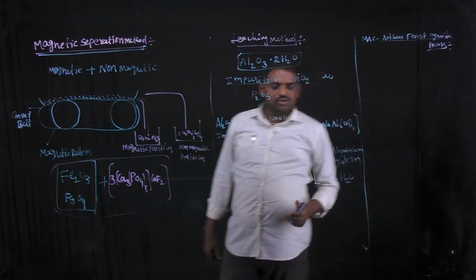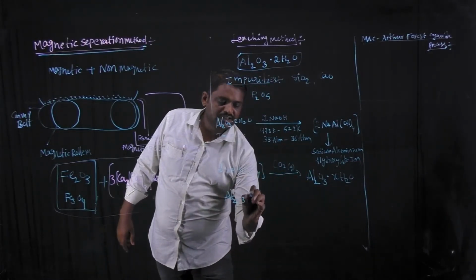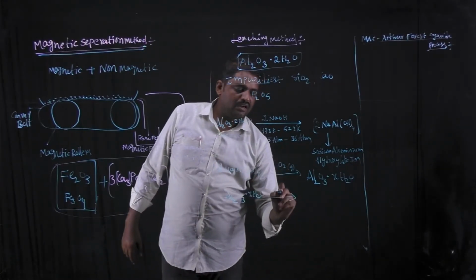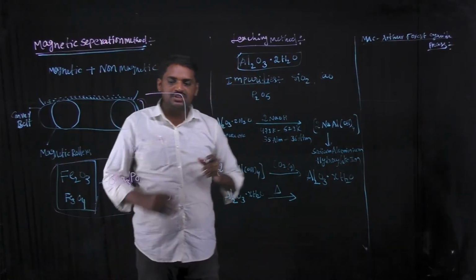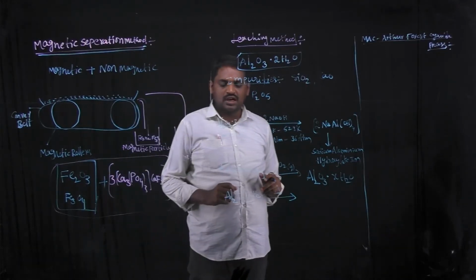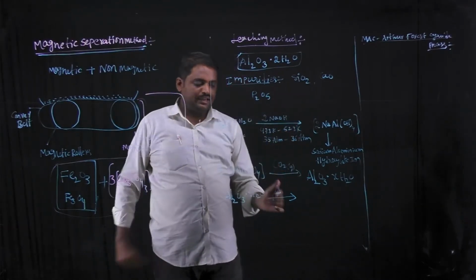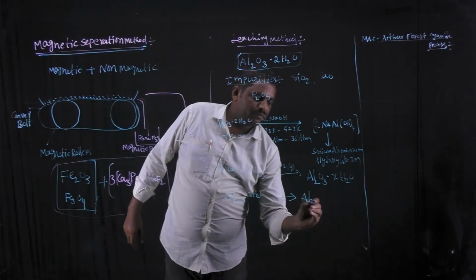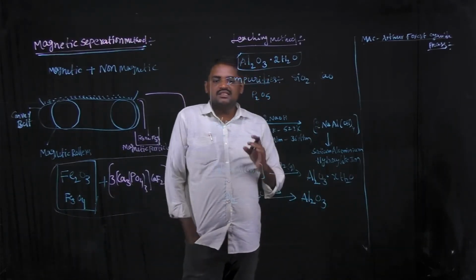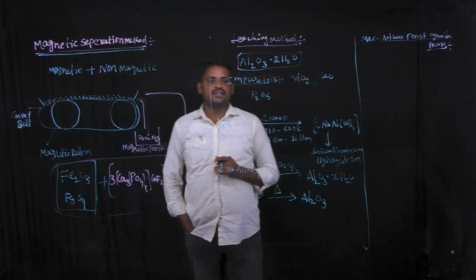So this moisture-containing aluminum oxide, Al2O3·xH2O, reacts at high temperature conditions. The water molecules are evaporated, and pure aluminum oxide is attained. Okay, this is a concentration method, the leaching process. This is one of the important methods.